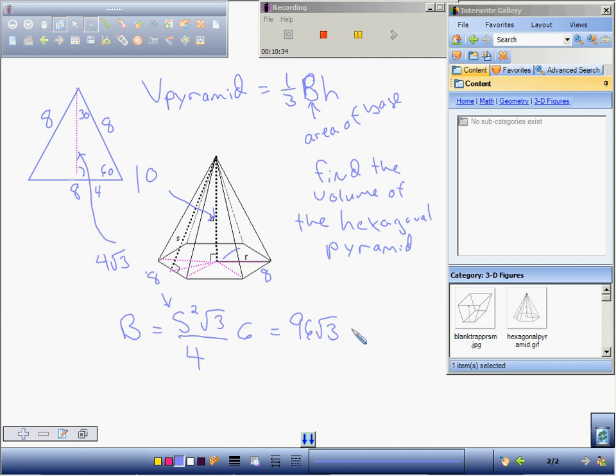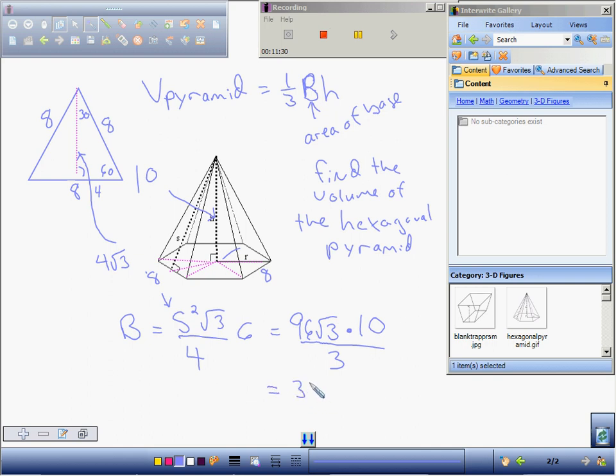So all I have to do is then multiply by 10 and then divide by 3, right? Because it's 1/3 the area of the base times the height. So divided by 3. Does 3 go into 96? Yes, it goes in 32 times, right?